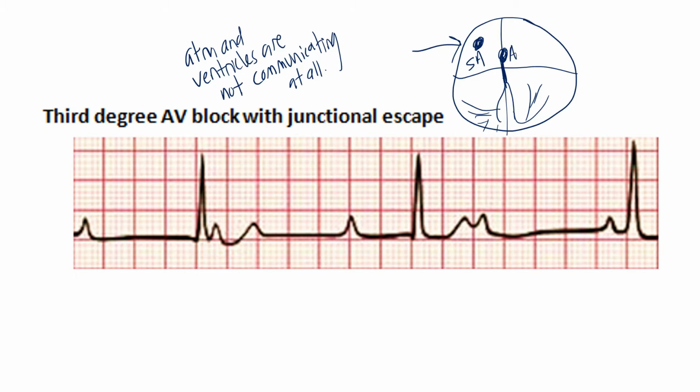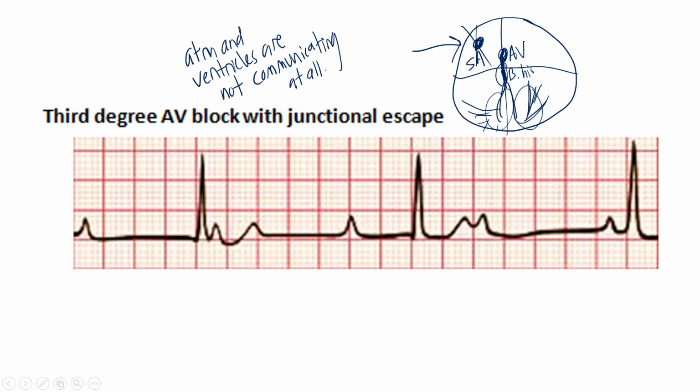Say this is the AV, this is the bundle of His, and then this is the bundle branches, and this is the Purkinje fibers. So when the SA node goes bad, these other nodes have to take over, and they don't beat as fast as the SA node. So in this situation, you have some sort of block in either the bundle of His or the Purkinje fibers themselves that's causing a complete block of the signal coming from the SA to the AV and then down, which would normally go to the ventricles.